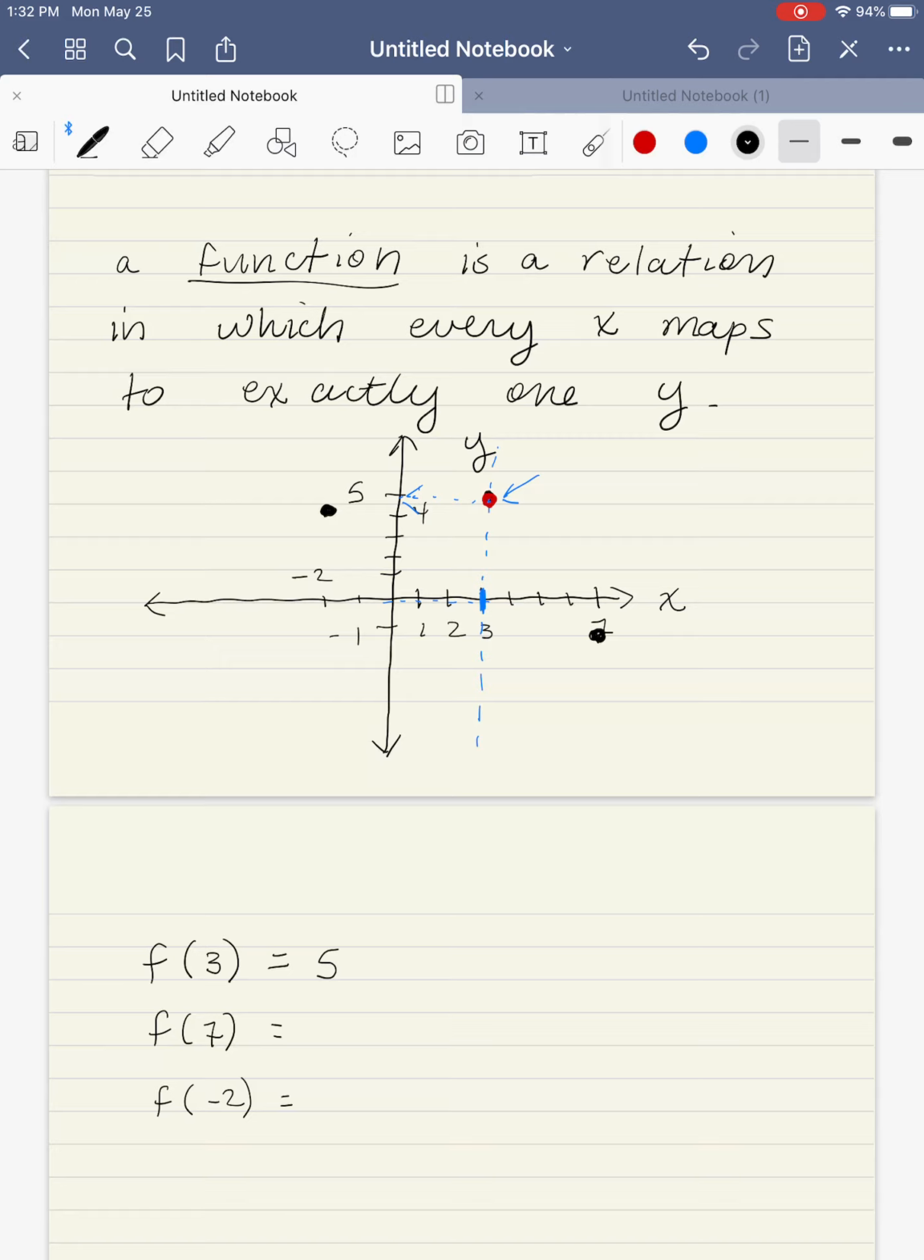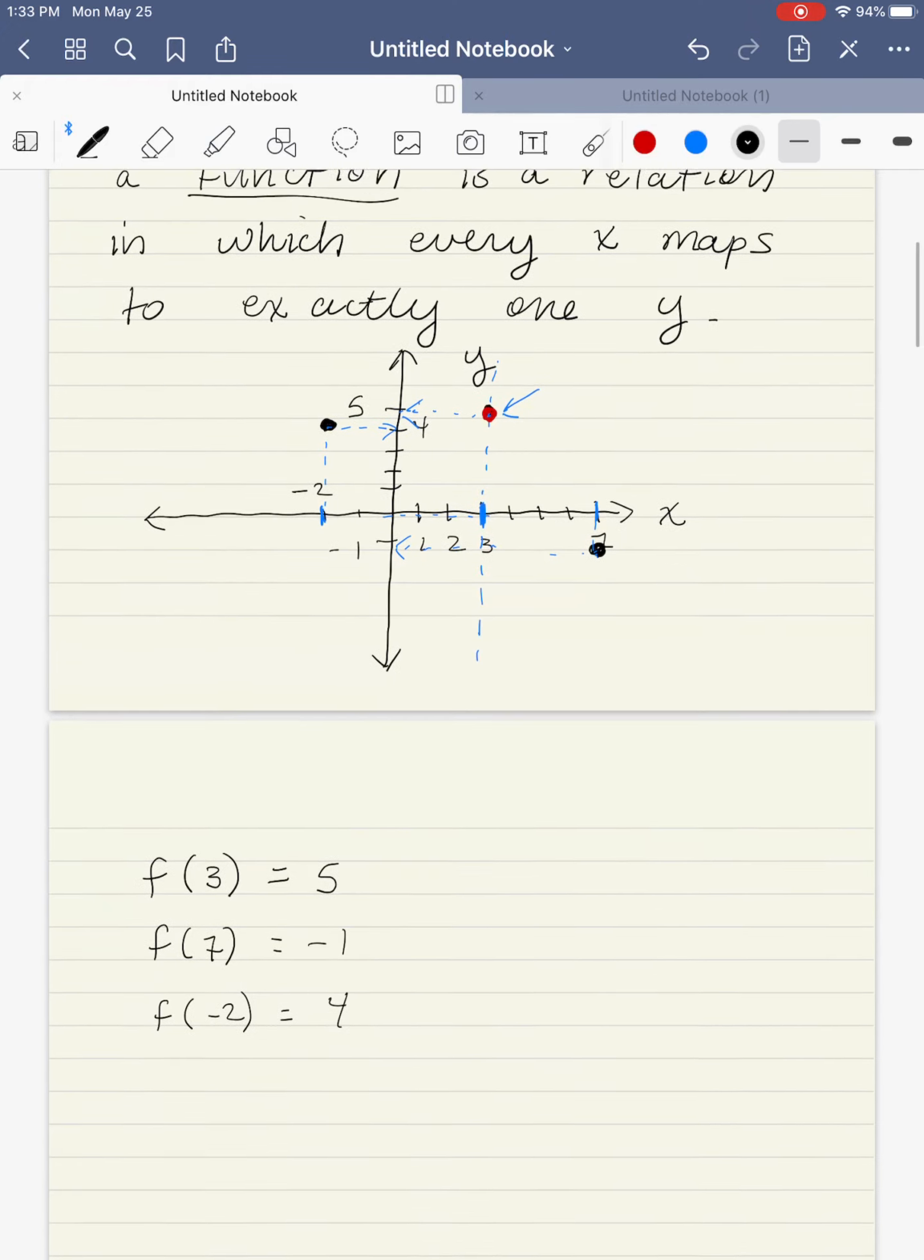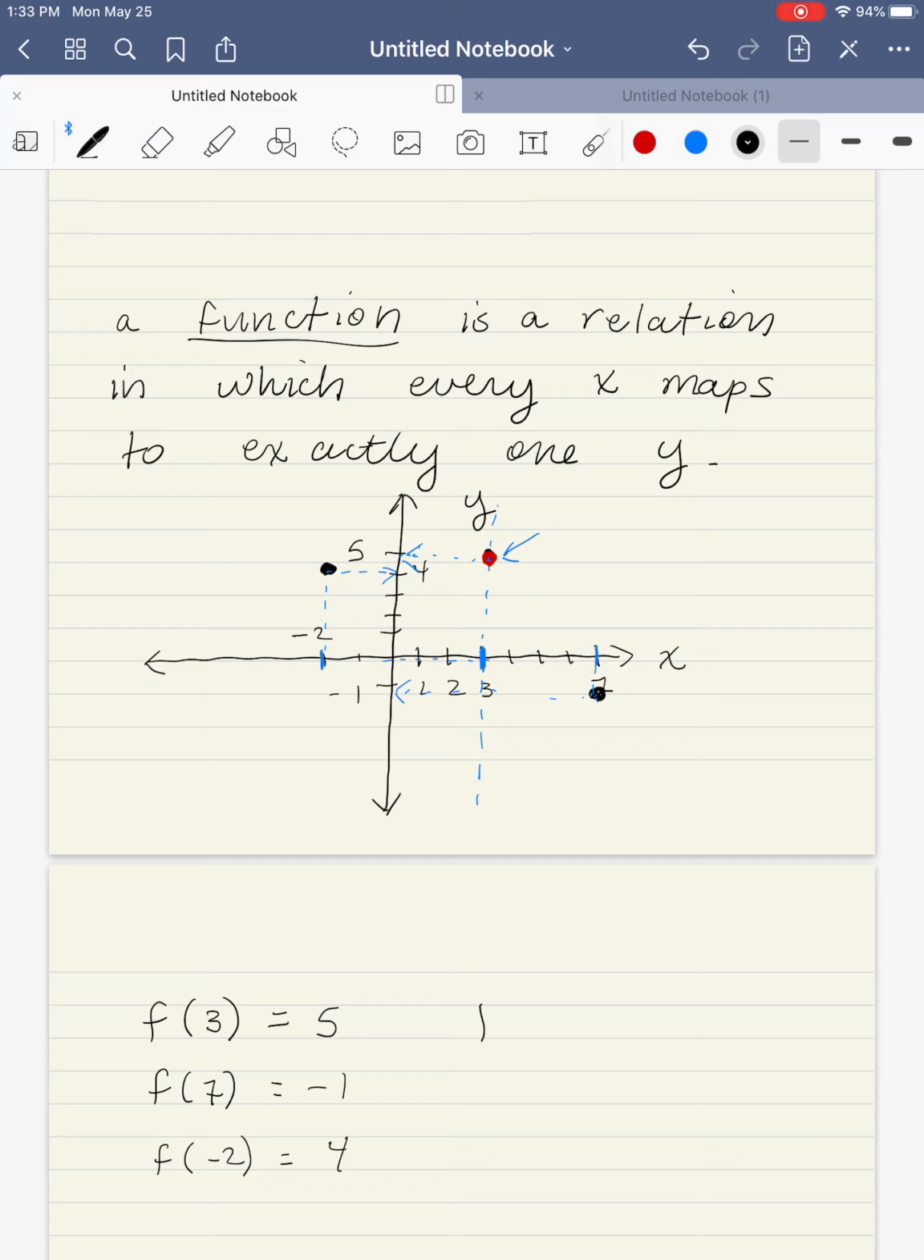Okay, so f of 7, we come out here to x equals 7, we come down, and we come across, and we see that f of 7 is negative 1. And then f of negative 2, we come out to x equals negative 2, we go up to where it crosses the graph, we come back across to what the y value is, and f of negative 2 is 4, which is, of course, what we had earlier. Let's look at something else, though, here. What if I asked you, what's f of 5?